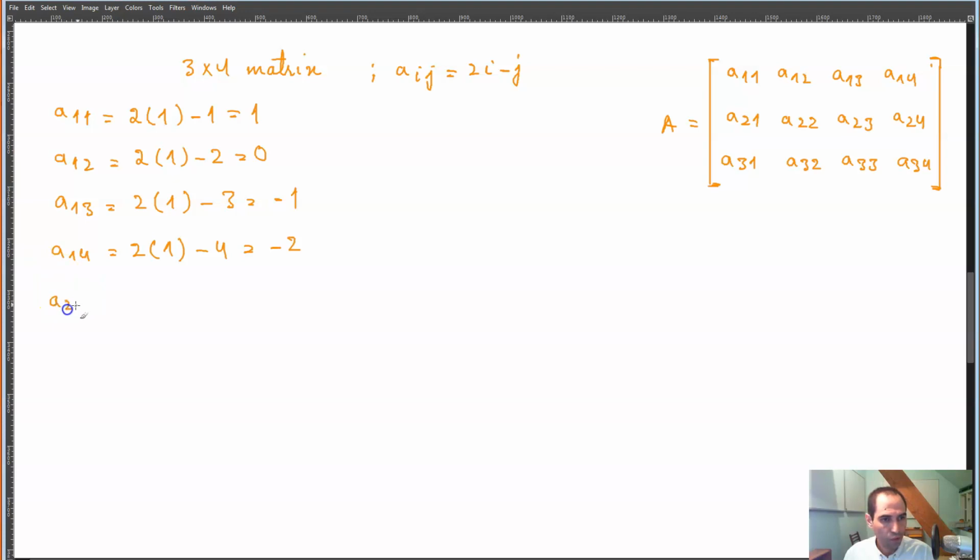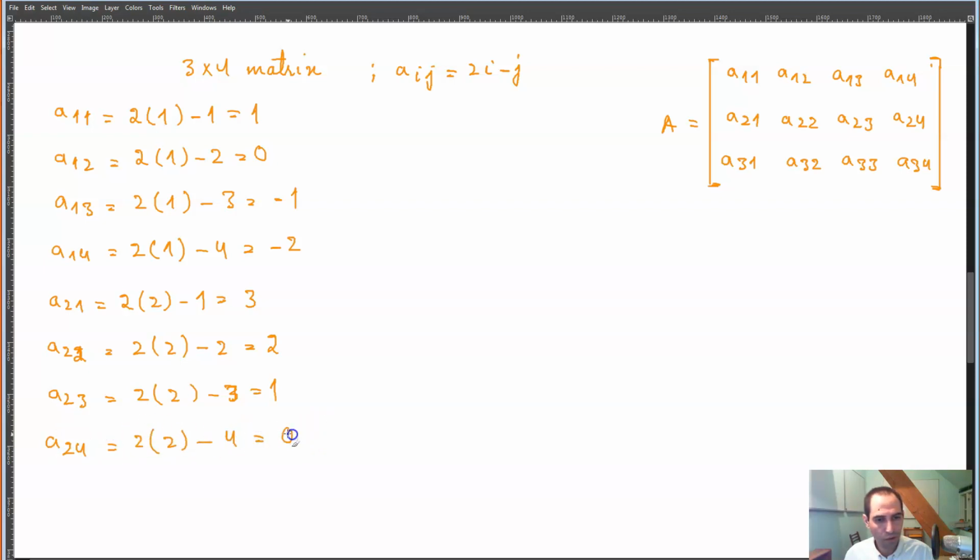A of 2, 1 is equal to 2 times 2 minus 1, which is equal to 4 minus 1, which is equal to 3. A of 2, 2 is equal to 2 times 2 minus 2, which is equal to 4 minus 2, equal to 2. A of 2, 3 is equal to 2 times 2 minus 3, which is equal to 4 minus 3, which is 1. A of 2, 4 is equal to 2 times 2 minus 4, which is equal to 0.